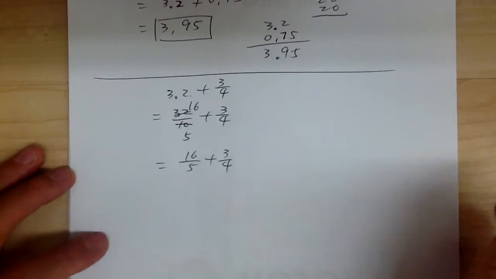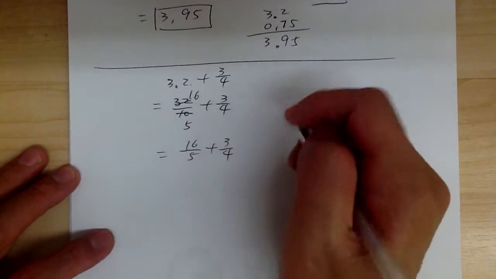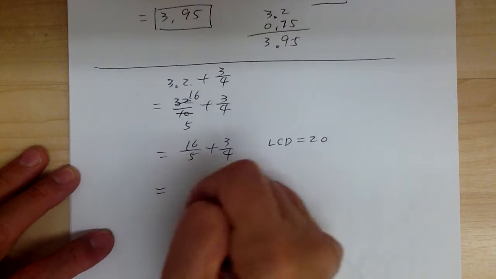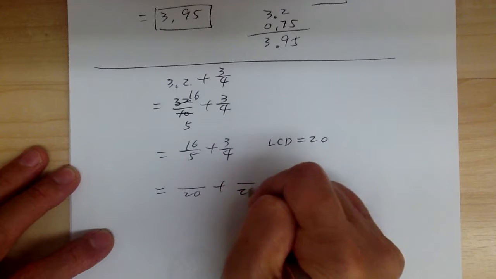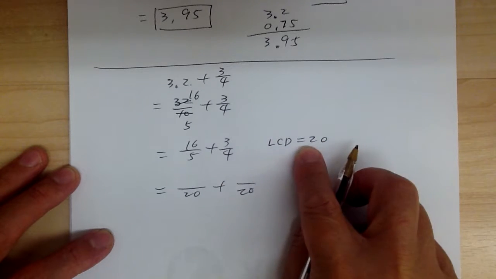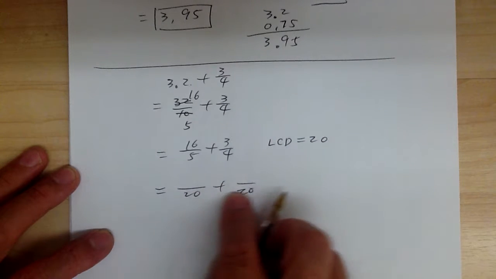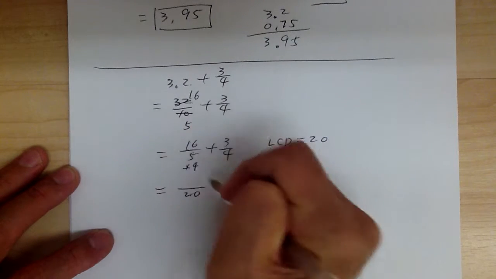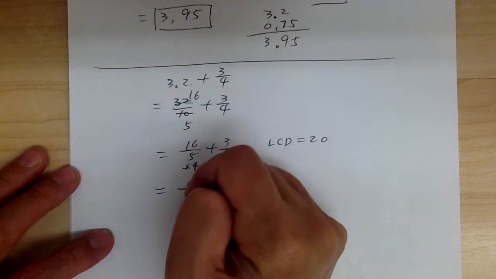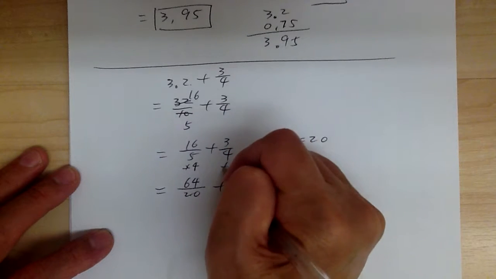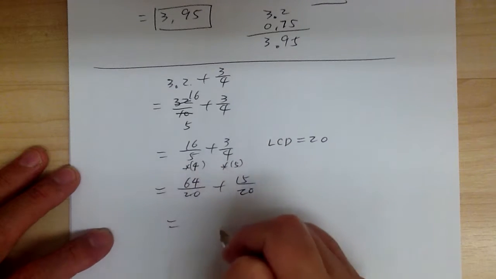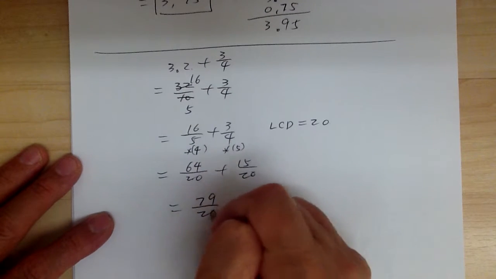So now, in order to add fractions, you need to get a common denominator. So your LCD equals 20, right? So again, step 1, get your LCD. Step 2, get the fractions ready. Then after that, you have to figure out how you're going to get from here to here. Well, you need to multiply by 4, right? And so this will give you 64. And this one will multiply by 5, so you get 15. And so this will give you 79 over 20.